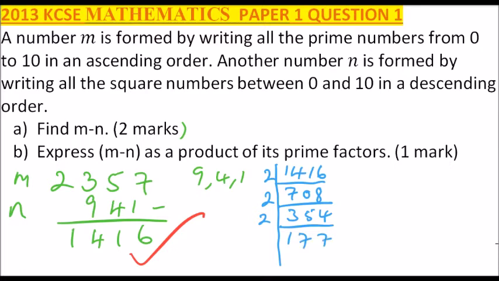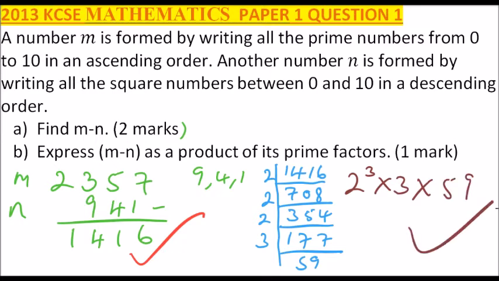And when you divide by 3, you get 59. 59 is a prime number. So we leave it like that, and we will be able to write our prime numbers: 2 cubed multiplied by 3 multiplied by 59. So that is how you do it. You get yourself 1 mark, and here you get 2 marks.